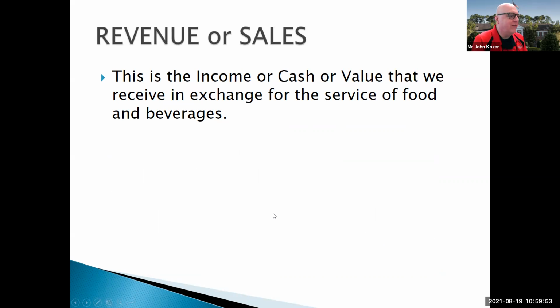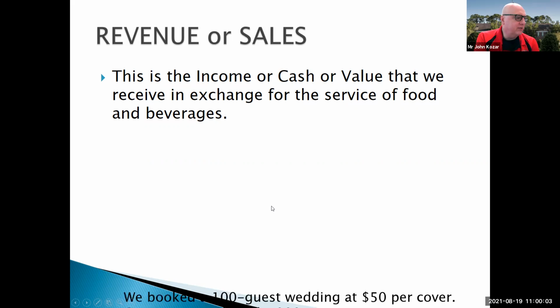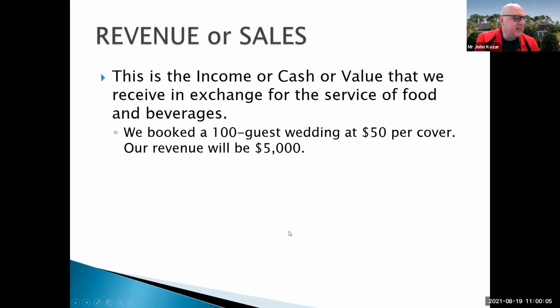Okay, so again, revenue, we also call it sales. It's the income or cash or value that we receive in exchange for the service of food and beverages. Some examples, we might say we had a 100 guest wedding at $50 per cover. Our revenue will be $5,000, and that's just the $50 times 100 guests.